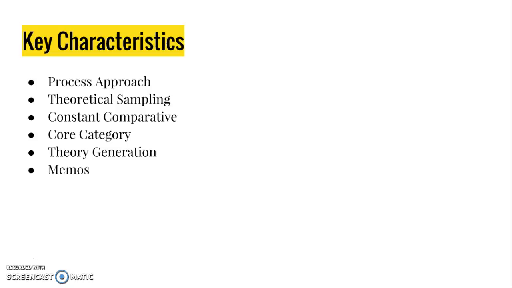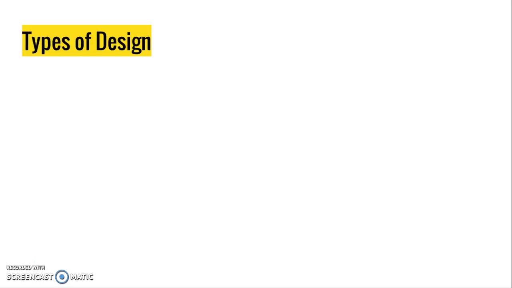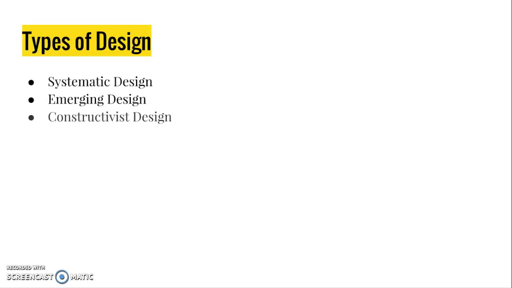And finally, memo. According to Lempert and Charmaz from a 2009 study, memo writing is a good way to keep all of your ideas and concepts organized throughout your research process. So then our types of design. There are 3 types that you could look at: the systematic design, emerging design, and the constructivist design.